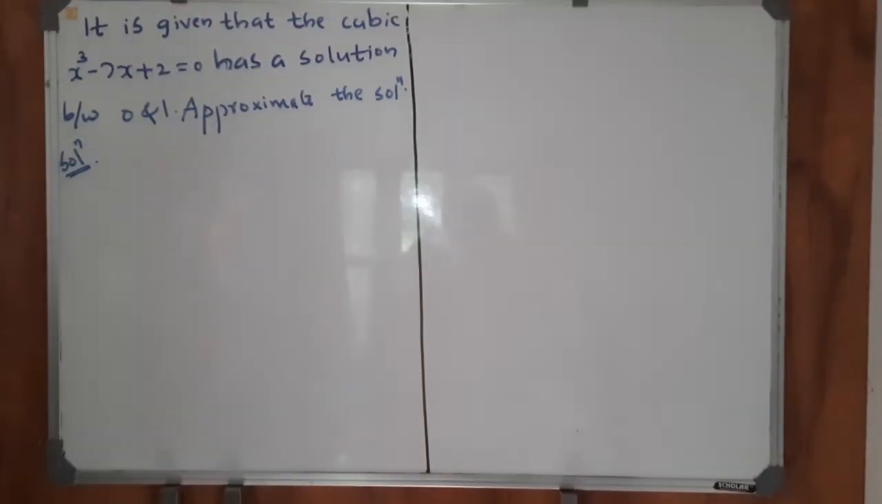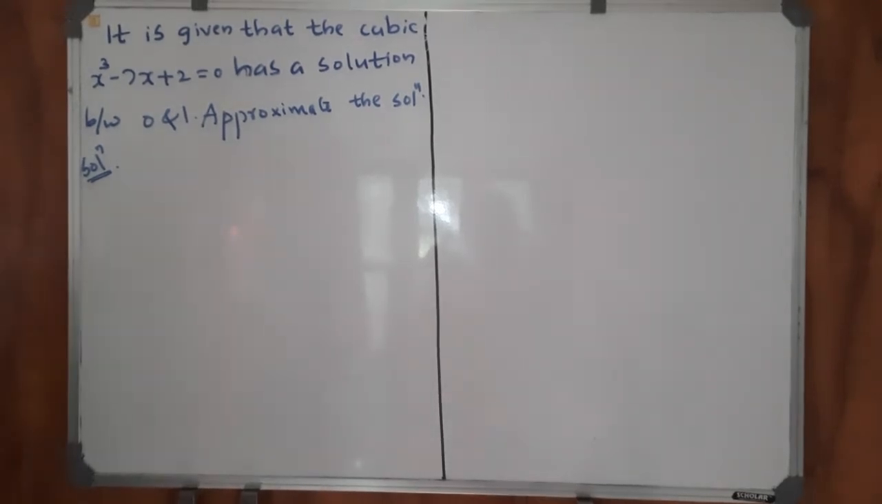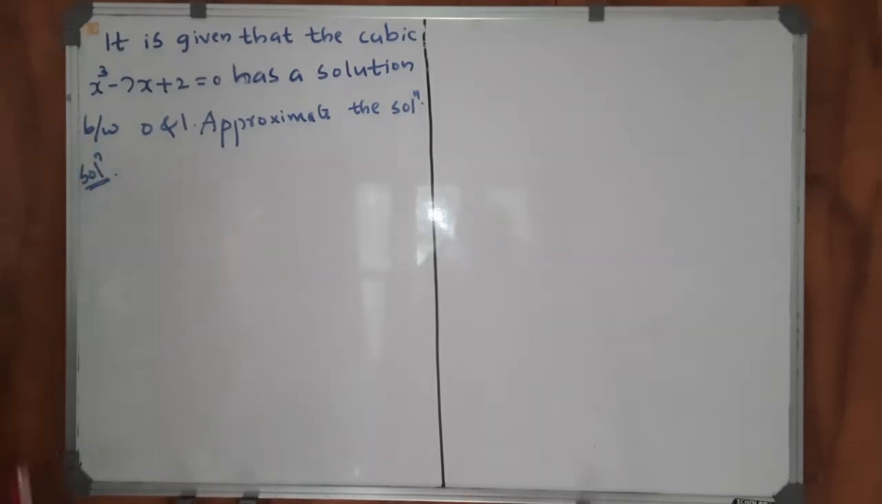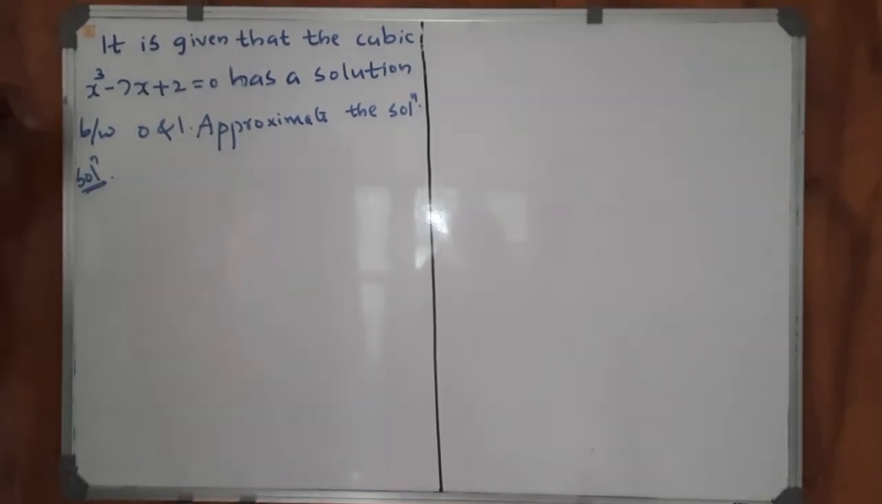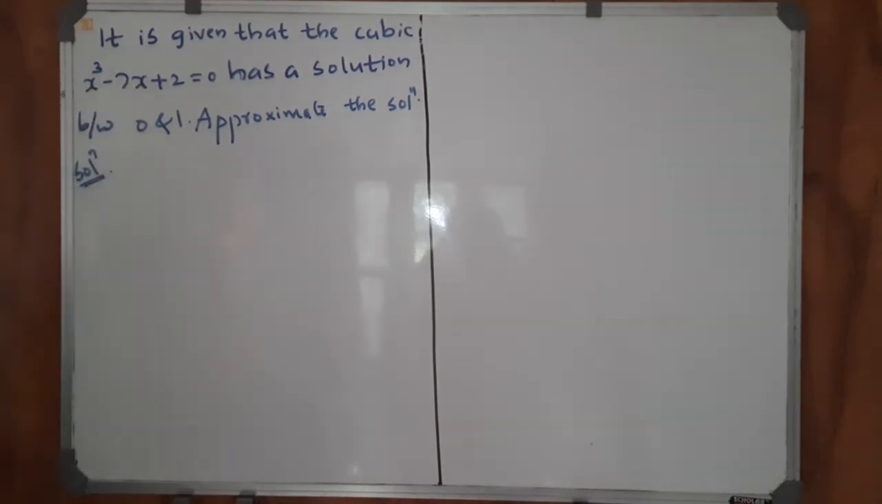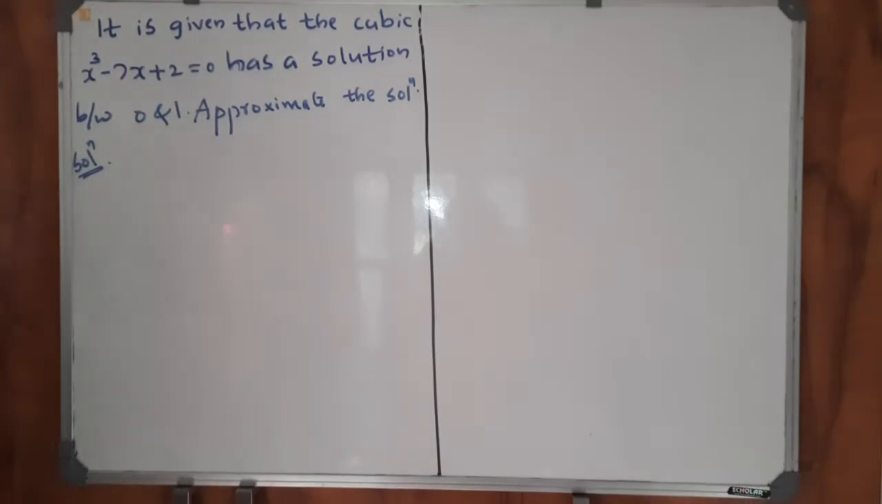Now let us find an application of the contractive sequence in approximating the solutions of certain polynomials. So we have a problem. We are given that the polynomial x cube minus 7x plus 2 equal to 0 has a solution between 0 and 1. We have to approximate the solution.